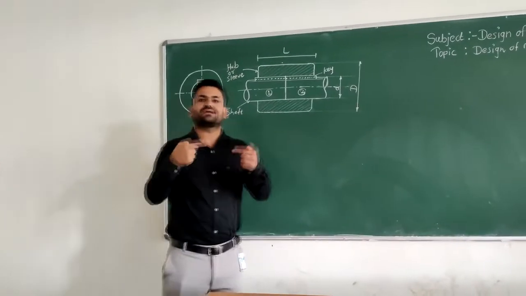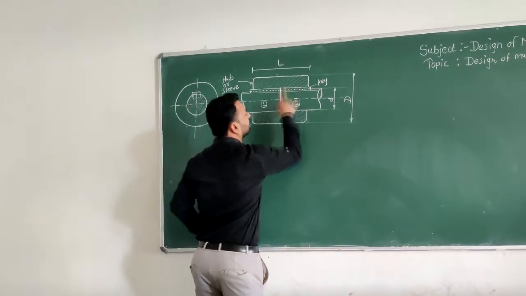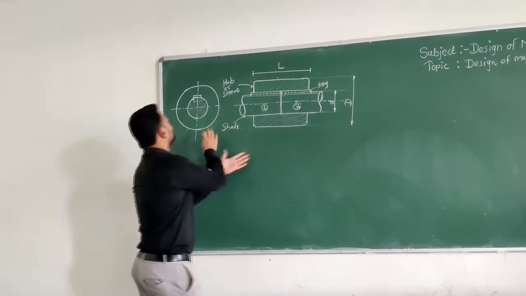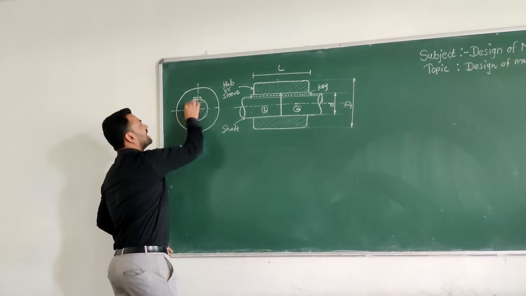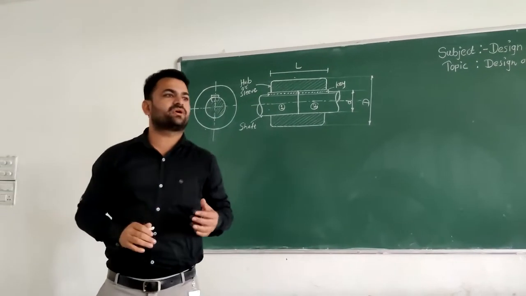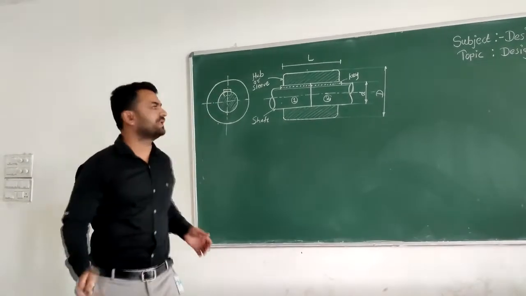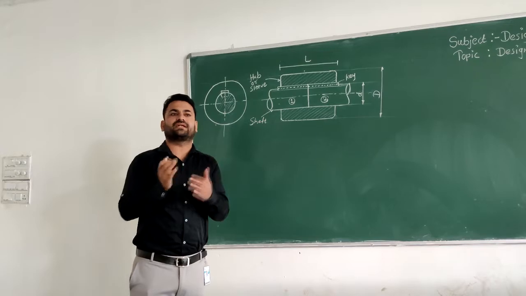And both shafts are connected with the help of key. So this is key number 1, this is key number 2. When you go to the side view, it will be like this. This is the shaft and this is the hub. For clearing the concept of this muff coupling, I am going to draw a 3D view, then you will get what exactly a muff coupling is.